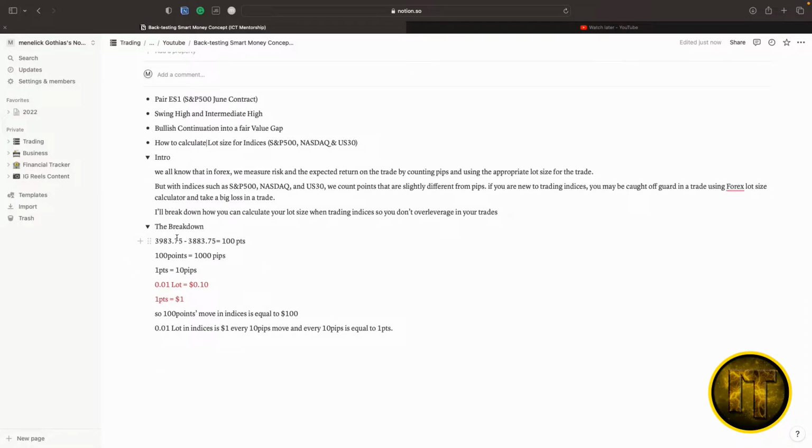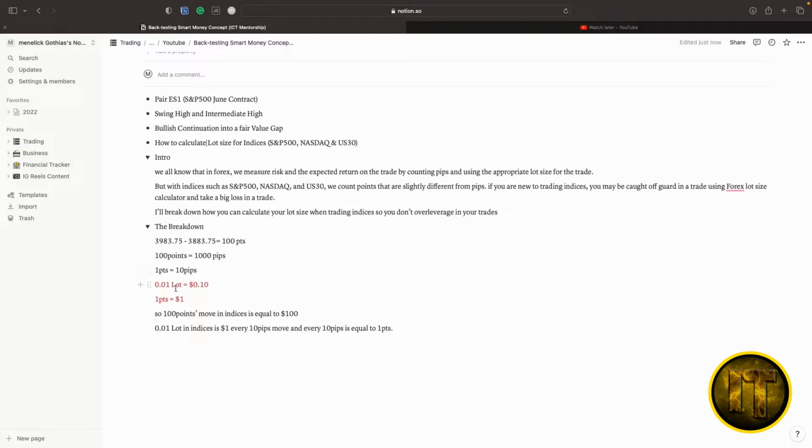Here is an imaginary price for S&P 500, with the price sitting at 3983.75. Let's say you are shorting the market and you short all the way to 3883.75. So this is where you are selling, and this is where you want the price to be. The difference between the two is about 100 points. We don't count the decimal, so the move from 900 to 800 is about 100 points, and 100 points in indices is equal to 1000 pips, which means that 1 point is equal to 10 pips.